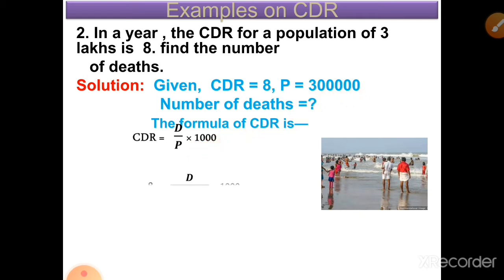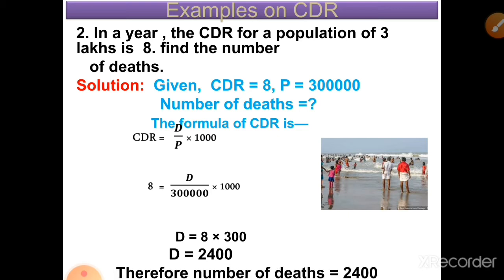Now we substitute the values. So CDR is 8 and deaths as it is, population is 3 lakh into 1000. After calculating, 8 into 300. So the final answer is 8 into 300, which becomes 2400. Therefore the number of deaths is equal to 2400.